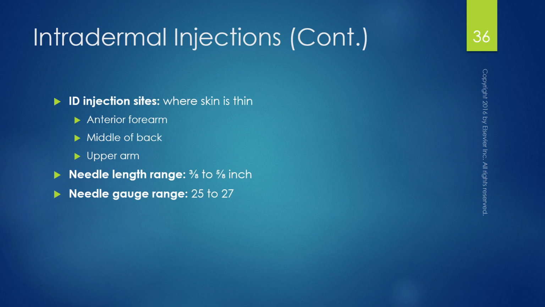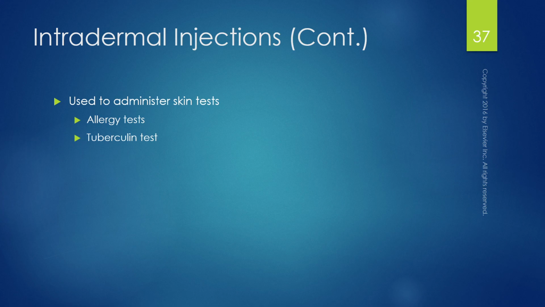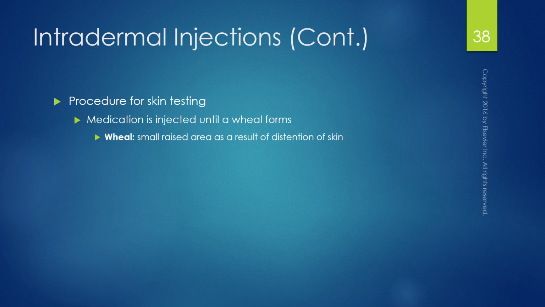Needle length does not need to be long. Only the lumen of the needle needs to be introduced under the skin, so 3/8 to 5/8 of an inch, and a gauge from 25 to 27. This is most commonly used to administer either allergy skin tests or tuberculosis skin tests. The medication is injected until a wheal forms. A wheal is a small raised area as a result of distension of the skin.